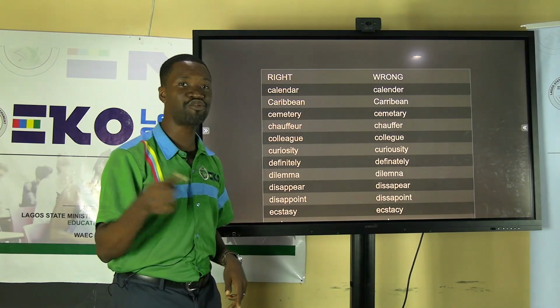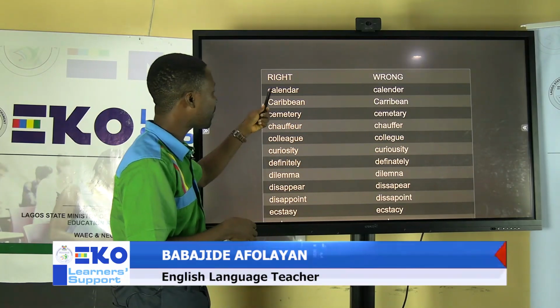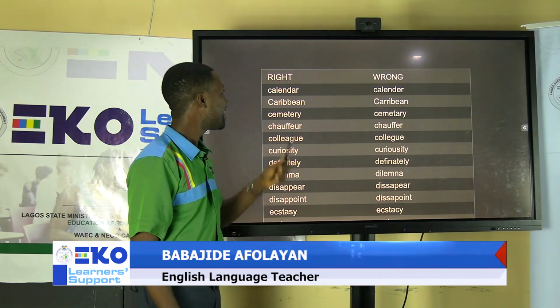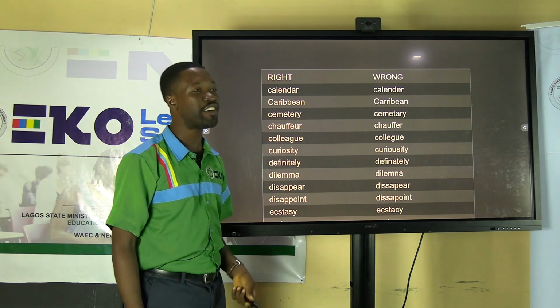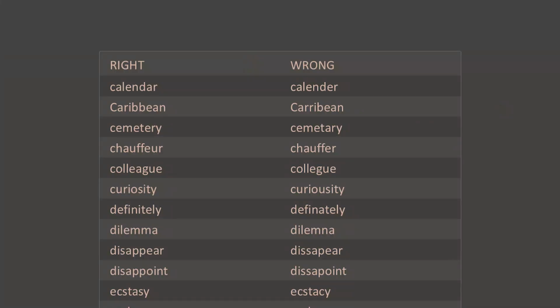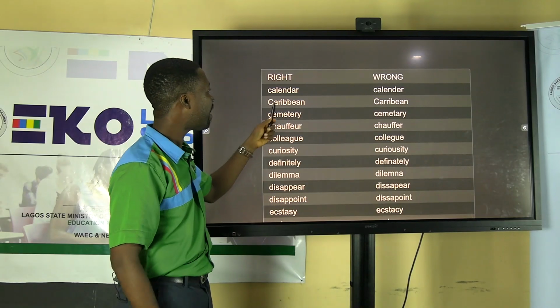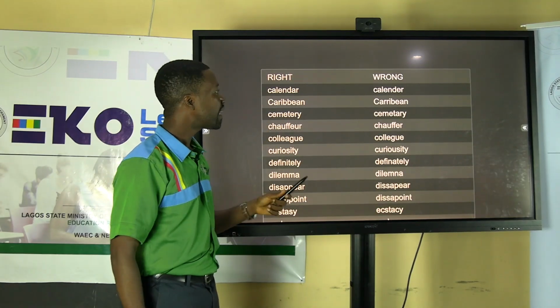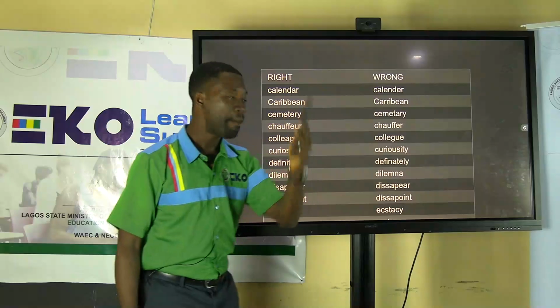So let's quickly run through words that we commonly spell wrongly. Let's look at the first word. Calendar. Calendar is spelled with A-R, not E-R. So for those of you that spell your calendar with E-R, you need to make this adjustment now. The next one, Caribbean. Caribbean is spelled with one R and two B's, not two R's and one B.